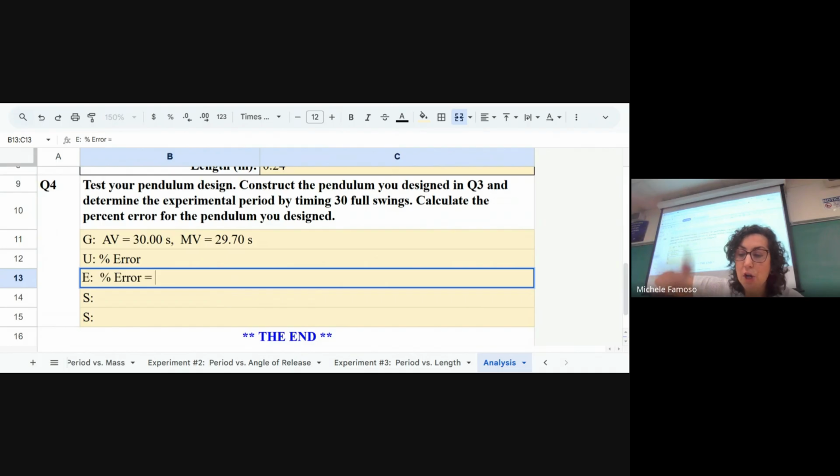Now you need the vertical line, which is above the backslash. It's above my enter key on my keyboard. So shift and the vertical line for your absolute value, then in parentheses, AV minus MV. That's accepted value minus measured value. We're now going to close the absolute value. Then we're going to divide by the accepted value. And then we're going to multiply by 100%. That formula should look familiar to you.